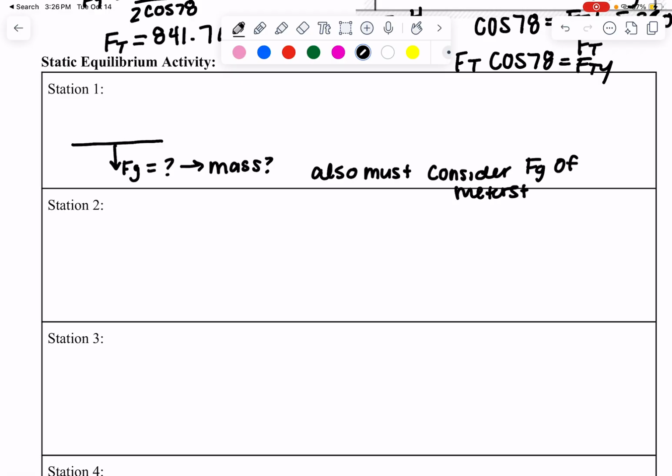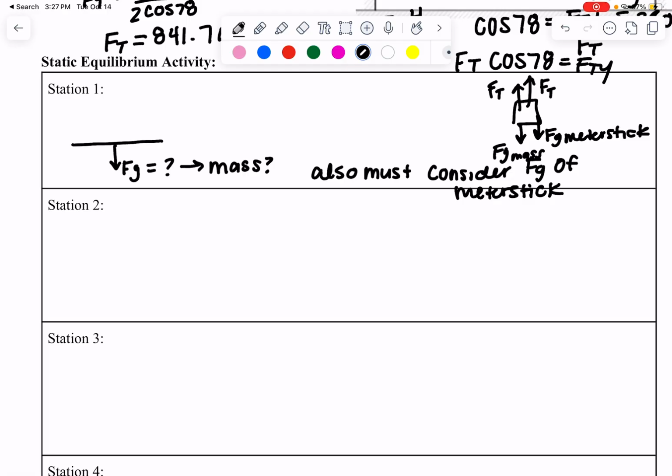Okay, so that's the biggest thing that people forget is that if you do a simplified free body diagram, you have FG from the mass, and then you have FG from the meter stick that are acting down. So you need to make sure you consider both of those things, and then you have 2 forces of tension that are acting upwards, and you'll use the spring scale to figure those out. Okay, so that's your first station.